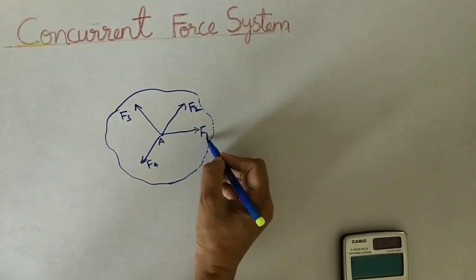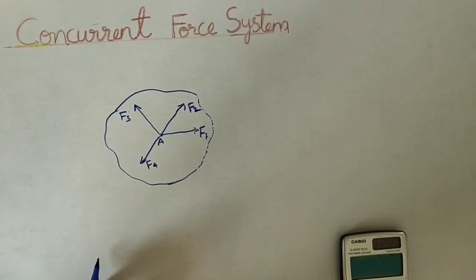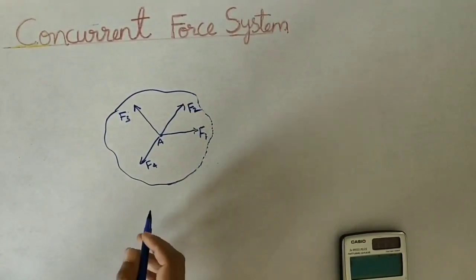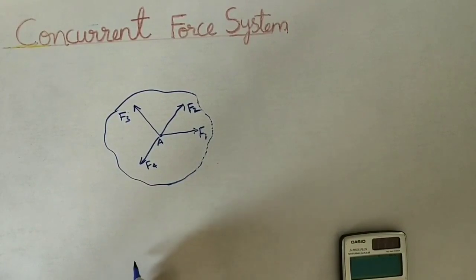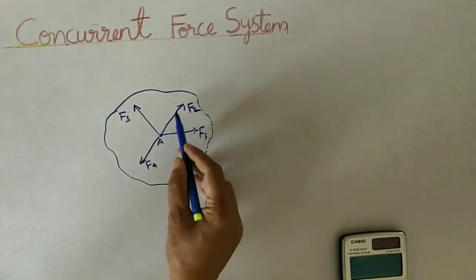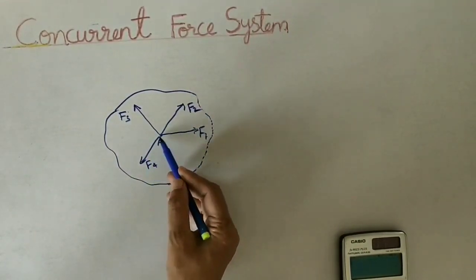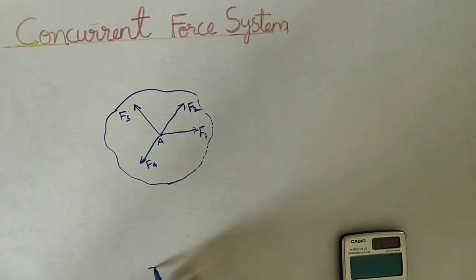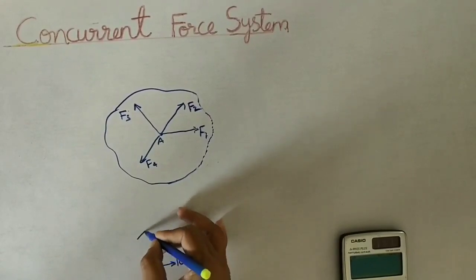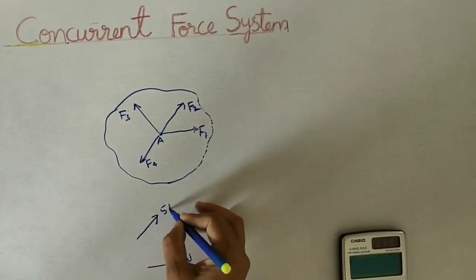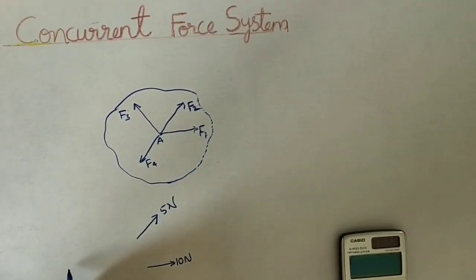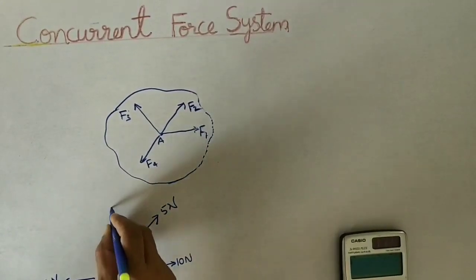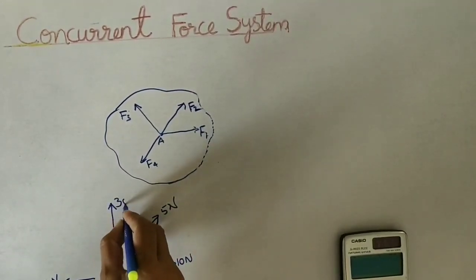Now here I am taking another example for concurrent forces. We can define concurrent forces like this also: the line of action of all forces meeting at one point. Now I am taking one force here, 10 Newton force, and another force, some 5 Newton force. I am taking one more force here, some 12 Newton force, and another force, some 30 Newton.